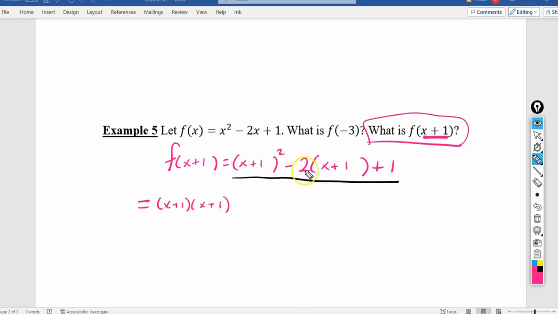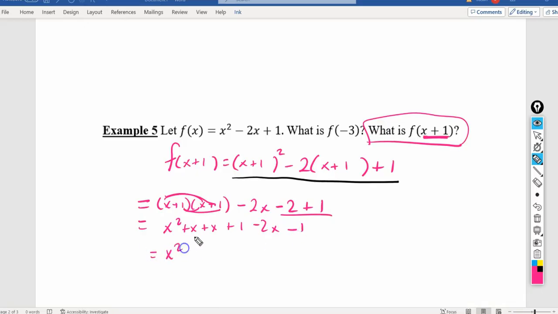Then I distribute -2x, then -2 times +1, and then this plus 1's coming along for the ride. Now here I'm going to have to FOIL: x squared plus x times 1 plus 1 times x plus 1 times 1. -2 plus 1 is -1. So I'm going to have x squared. x plus x is 2x. And plus 1 minus 2x minus 1. Okay, and so I have a 2x and a minus 2x there. They cancel. I have a plus 1 and a minus 1, and they cancel.